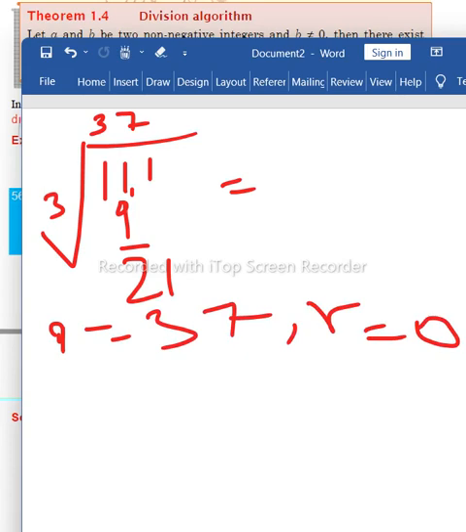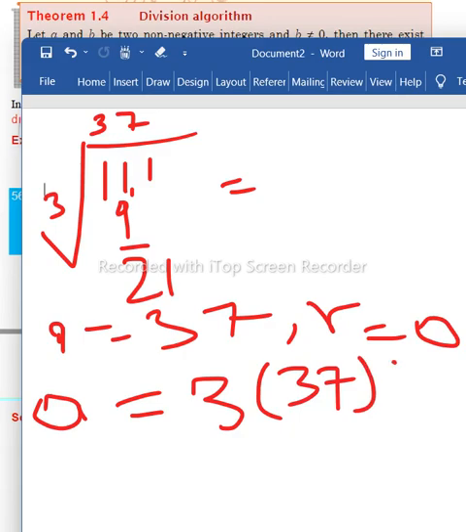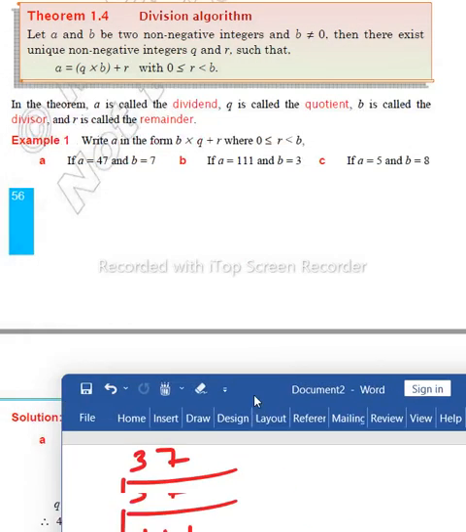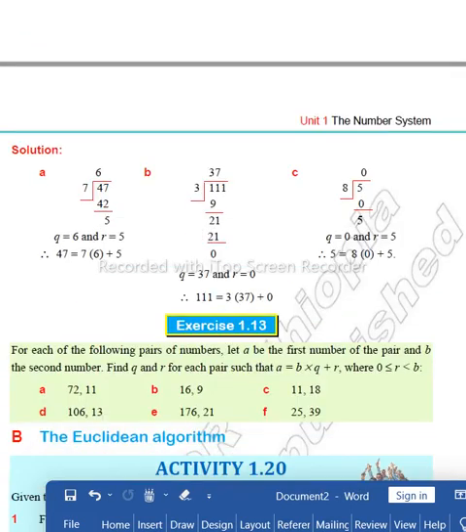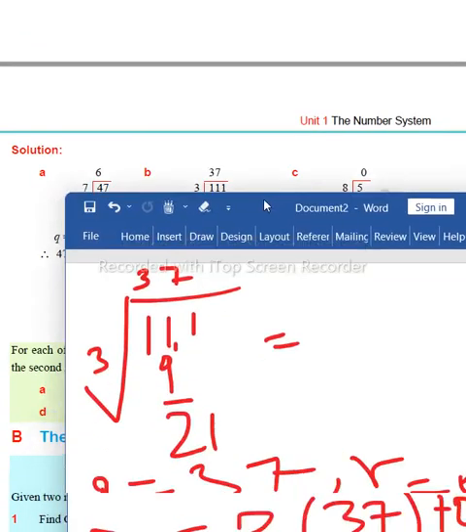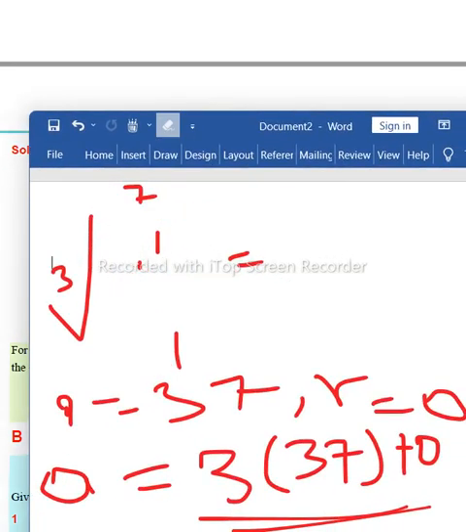We can write this: A is equal to, P is 3 into Q is 37. We can write here 37 and R is 0. So we can write like this. So our final answer will be, you can check from here. Yeah, we are correct. Let us do the next question.